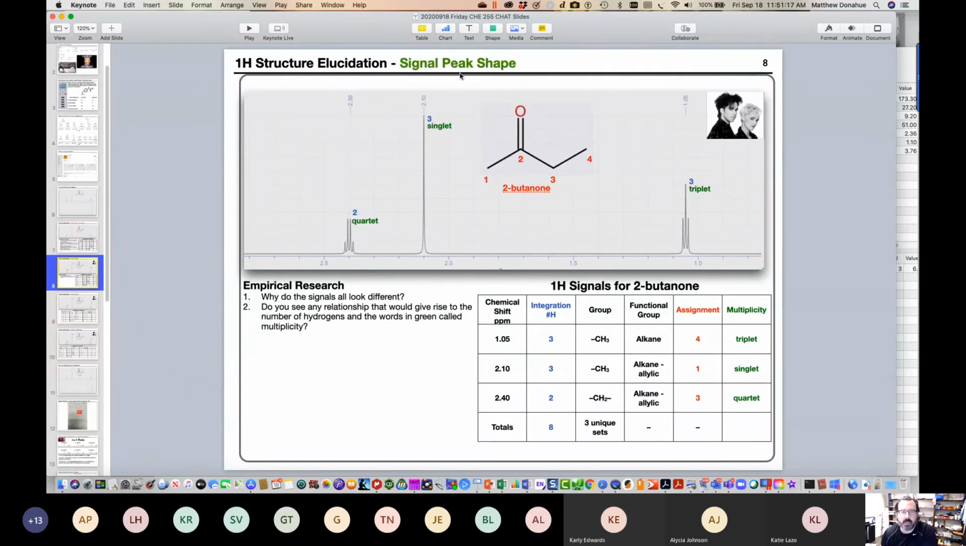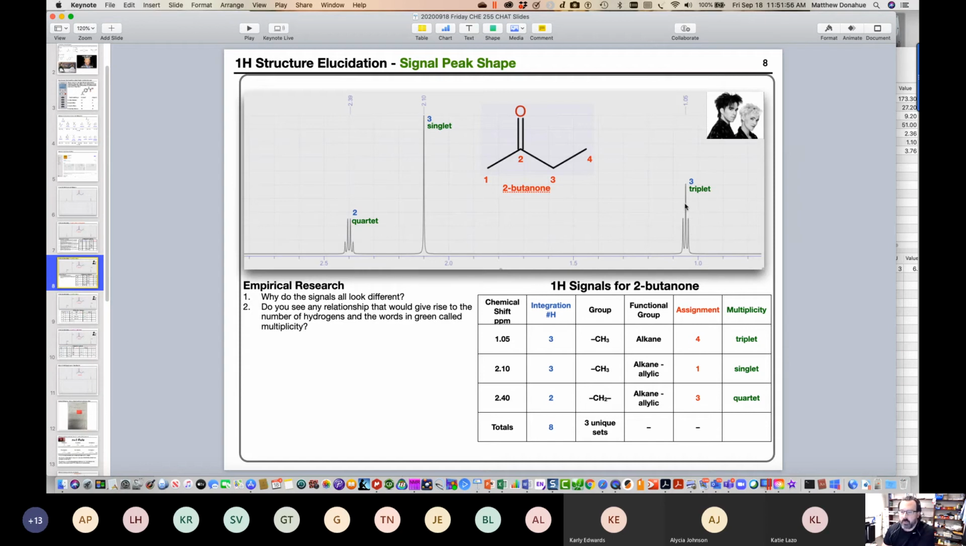So this one's called signal peak shape. Notice it's in green now, and I've written some words associated with each signal. The table is the same as before, but I've added another column. So the chemical shift at 1.05 integrated to 3. It's a CH3 group. That's an alkane. We assigned it to carbon 4. Now I'm using this word multiplicity. In green, I'm calling this peak a triplet.